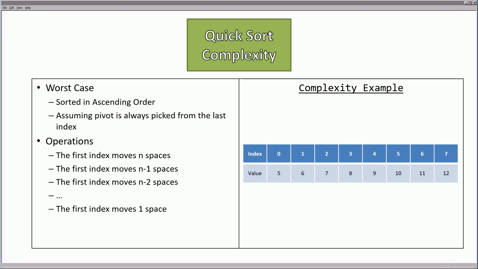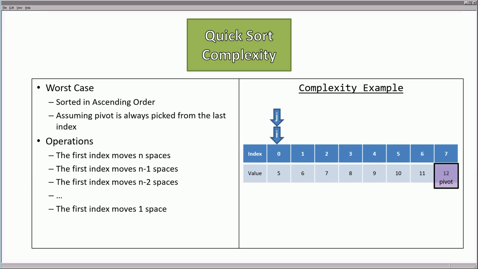Now, quicksort has some strangeness built into it. It turns out with the version of quicksort that we've gone over, the worst case scenario is if the array had already been sorted. In other words, if it was in ascending order. Now, this is assuming that we always pick the last element as our pivot. Let's see what happens here.